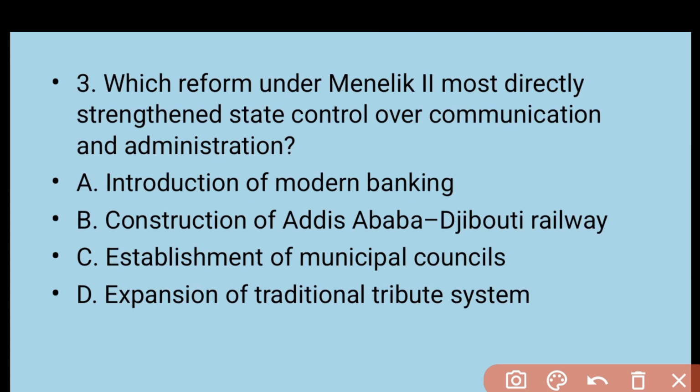Question number 3. Which reform under Menelik II most directly strengthened state control over communication and administration? A. Introduction of modern banking, B. Construction of the Addis Ababa-Djibouti Railway, C. Establishment of municipal councils, D. Expansion of traditional tribute systems. The right answer is B. Construction of the Addis Ababa-Djibouti Railway. So this strengthens communication and administration, especially in the eastern province of the Ethiopian Kingdom.